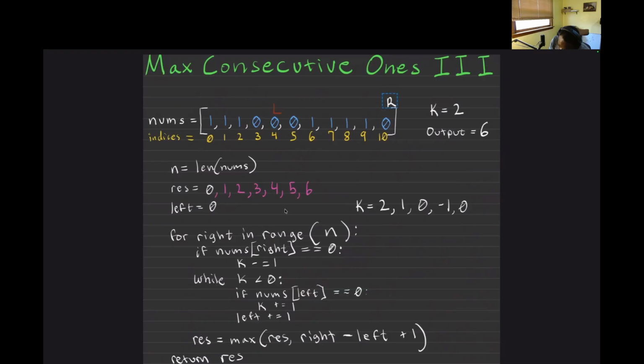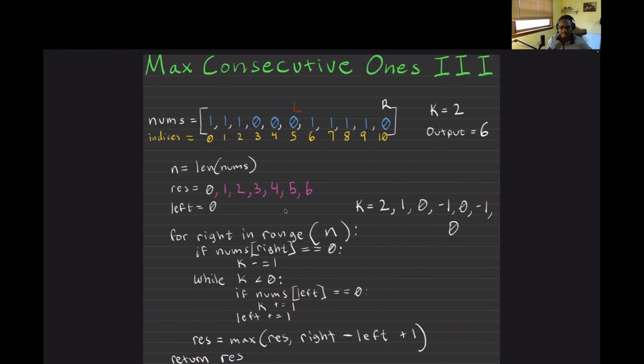We get here, and now we hit this case right here. So k minus equals 1, which gives us a -1. So while k is less than 0, if nums of left is equal to 0, it is. K plus equals 1, so k becomes 0, and then left plus equals 1, right? So left here, and we don't hit this, right? Because k is equal to 0. And we try this here. 10 minus 5 gives us 5 plus 1 is 6, so res is still staying 6. And we know that that will eventually be our answer, okay?